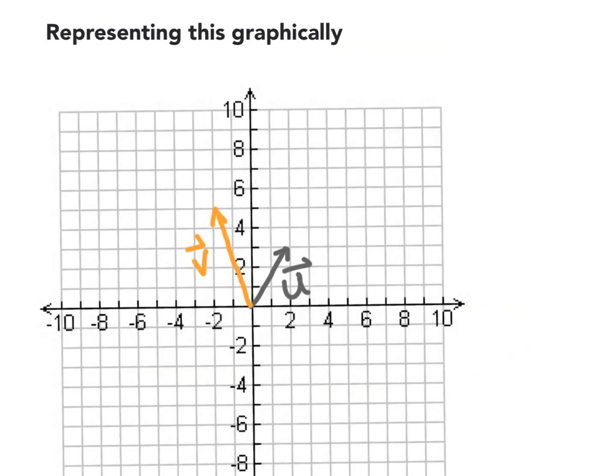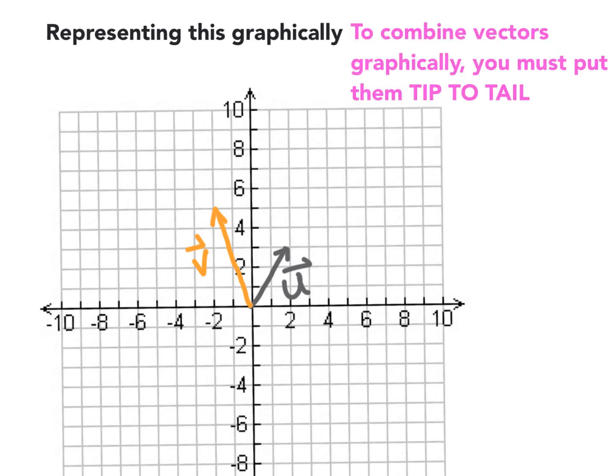All right, but how would we represent this graphically? To combine vectors graphically, you must put them tip to tail. So let's look at what u plus v would look like. So right now, both of these are in standard position. But if I move u to be on the tip of v, notice that u has components 2, 3. So I'm just going to have those same components. This is u. Or I could move v.